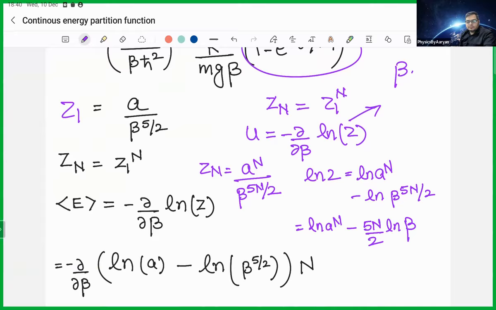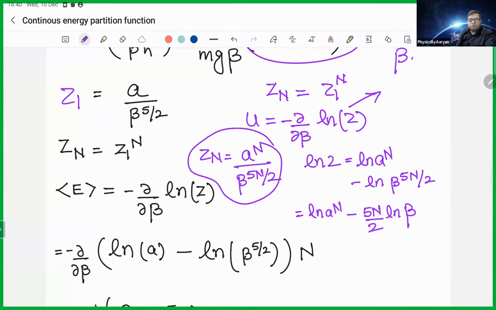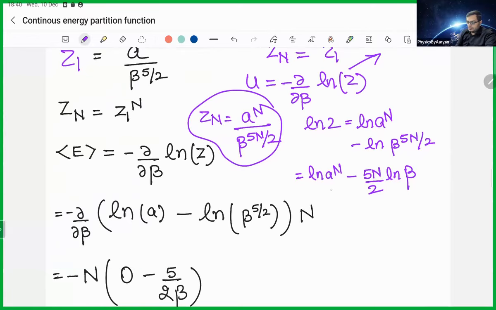Yes. This is Zn. You know the log properties. Log a by b is log a minus log b. So first I use log a minus log b. Okay. And then you also know that if there is some power, it comes ahead. So if there is power 5n by 2, that will come ahead, and this is what you have. So the last step is to do differentiation with respect to curly by curly beta.